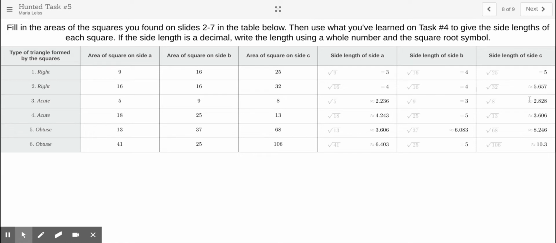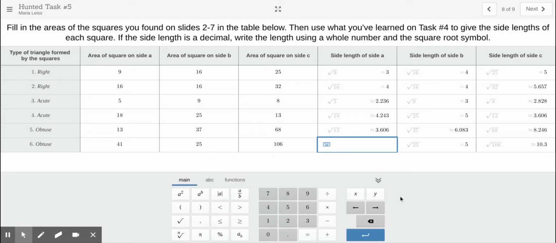Then for the side lengths of A, B, and C, if you don't know how I got my answers to show up like this, this is what I did. So when you click into the cell, I believe that was 106. When you click into the cell, you have this little keyboard button. If you click that, it opens up what looks like the calculator.